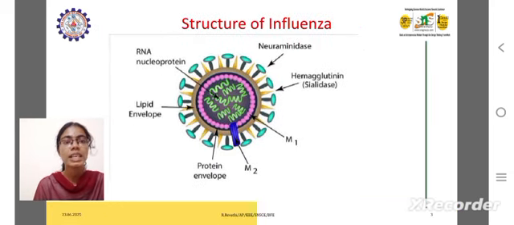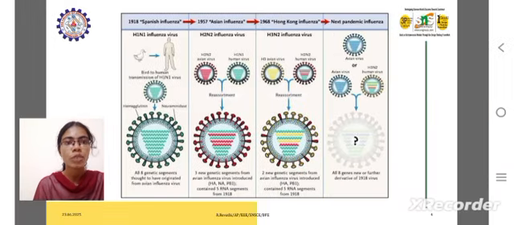So this is the basic structure of the influenza virus, which consists of RNA, nucleoprotein, lipid envelope, protein envelope, M2, M1 and hemagglutinin, etc. This is basically a virus, a virally transmitted disease. So this is the basic structure of influenza.